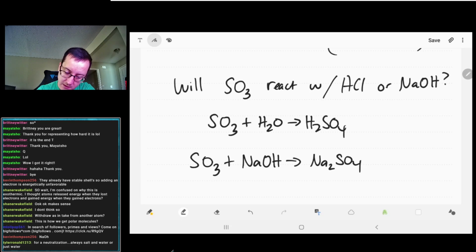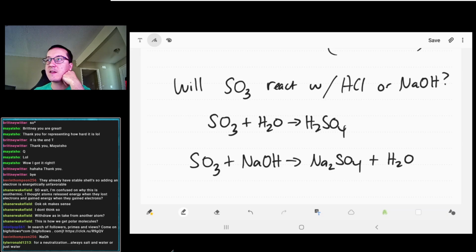I'm sorry. It's going to make probably... Is it going to make the sulfate or the sulfite? No, it'll make this. Yeah, we'll be good. Okay. So notice again here we have reacted with the base and we have made a salt and water.